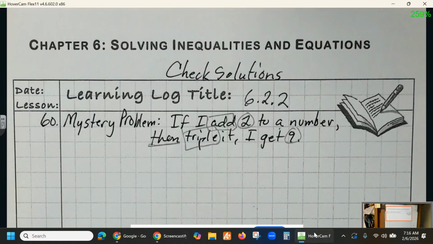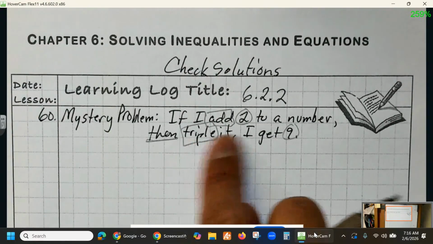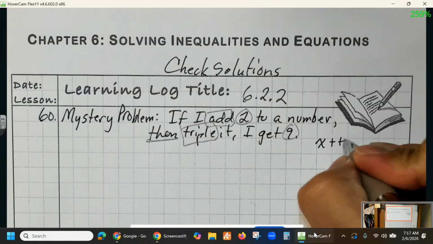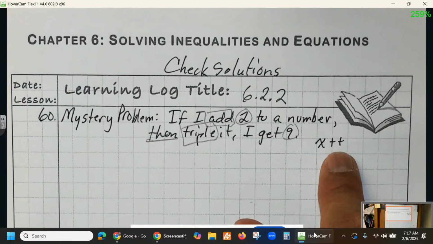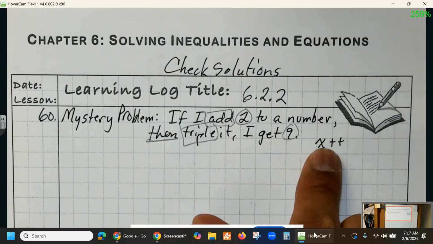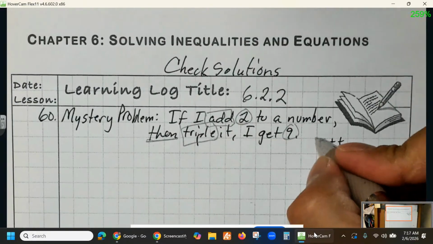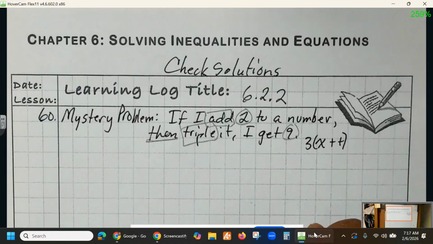So if we're thinking about, well, what does this look like? I'm thinking of a number, and I add 2 to the number, we should know that it basically looks like this. The number would be x, and then I'm adding 2 to it, right? So that's the first action. Add 2 to a number. Then I triple it. So that means this comes first. So I'm going to put it in parentheses and then triple it. So that means times 3.